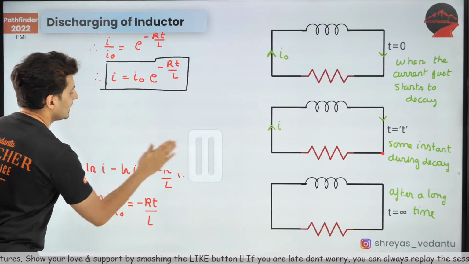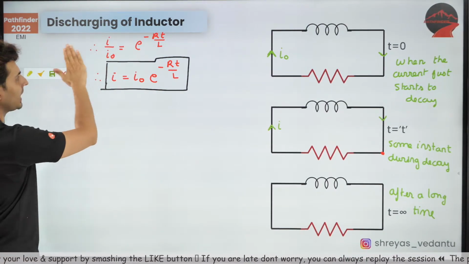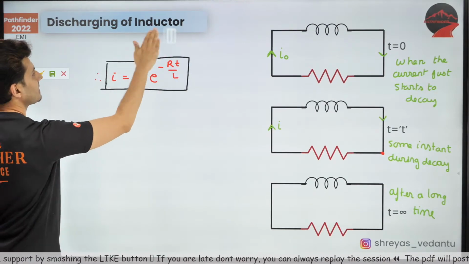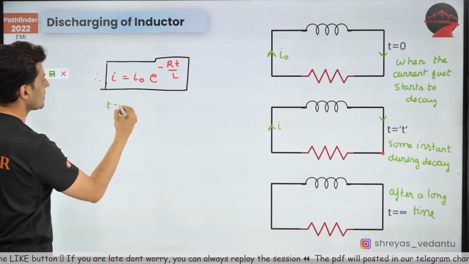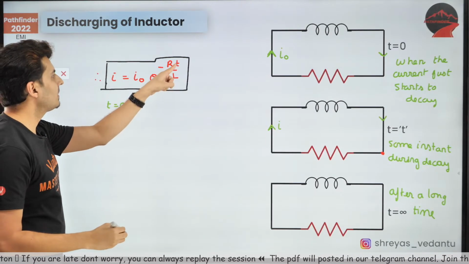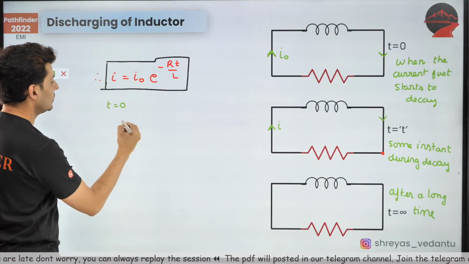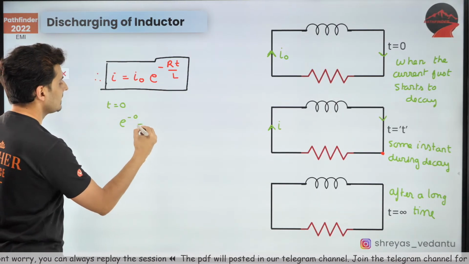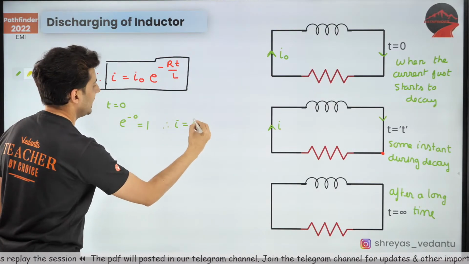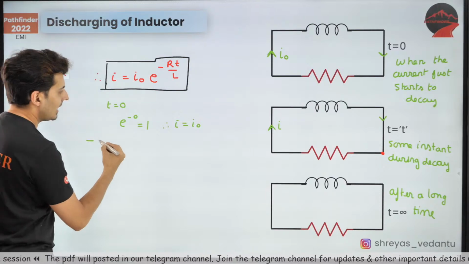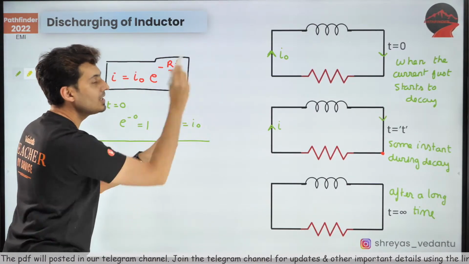Well, if you don't believe me, I'll just show that to you. Okay, I don't need this anymore. I'm just going to erase this. Okay, now observe. Let's substitute t is equal to 0. It will become e raised to minus 0. E raised to minus 0 is 1. So therefore, I will be equal to I naught. Fair enough. At time 0, current will be initial current.